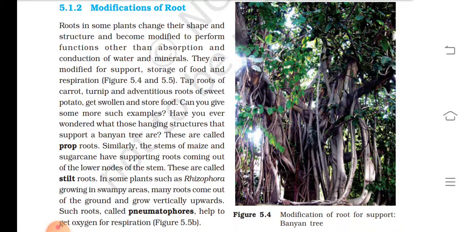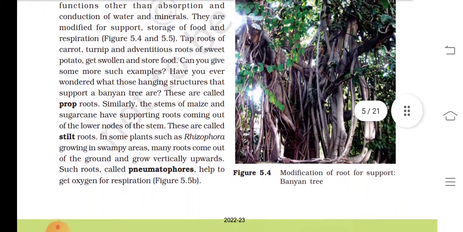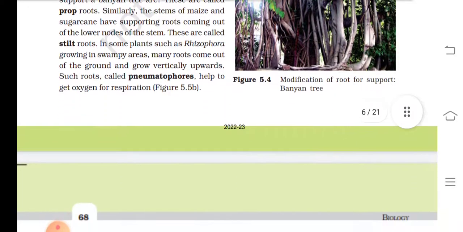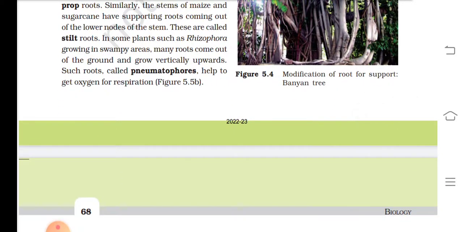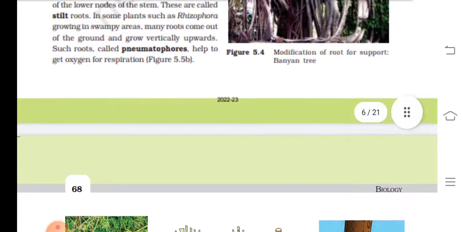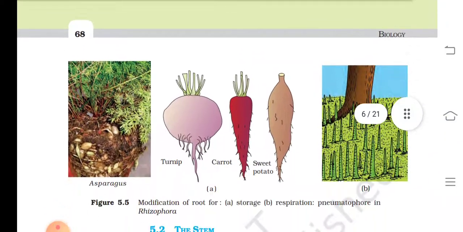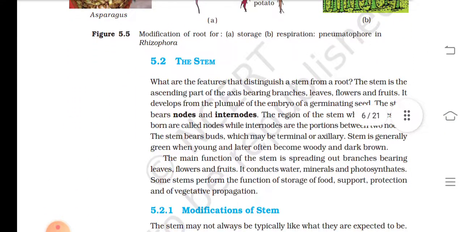Similarly, the stems of maize and sugarcane have supporting roots coming out of the lower nodes of the stem. These are called stilt roots. In some plants such as Rhizophora growing in swampy areas, many roots come out of the ground and grow vertically upward. Such roots, called pneumatophores, help to get oxygen for respiration, that is given in figure 5.5b. Figure 5.5 Modification of root for storage, respiration, pneumatophores in Rhizophora.